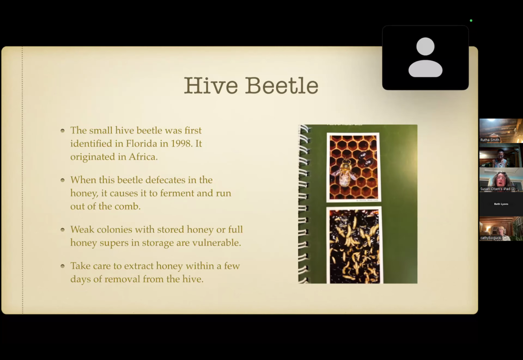I picked up the first box and there was honey running out. And I start to see all these little worms. And that's what I saw in that bottom right picture. The hive beetles had laid their eggs and their larvae hatched out. When hive beetles defecate in your honey, it causes it to ferment and turns it into a runny liquid that literally runs out of your wax. That honey is not edible.